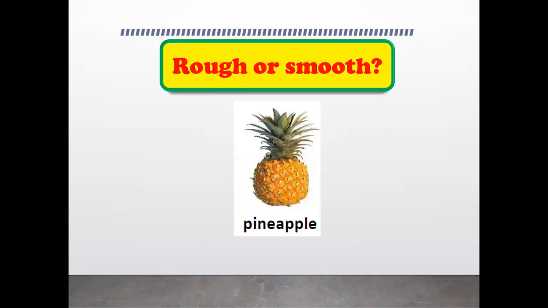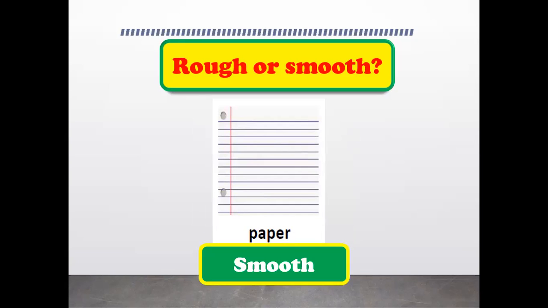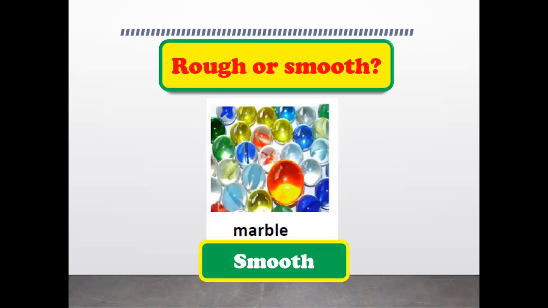Smooth. Pineapple. It's clear. If you put your hands in, is the surface even or uneven? Uneven, so it will be rough, of course. The paper: smooth. That's why we write on it. If it was rough, can you write on it? No. Marble, you will find it even or uneven. Even, so it will be smooth, of course.